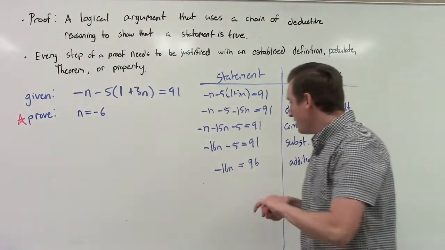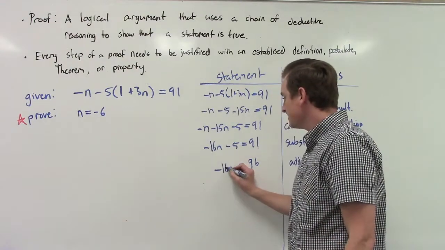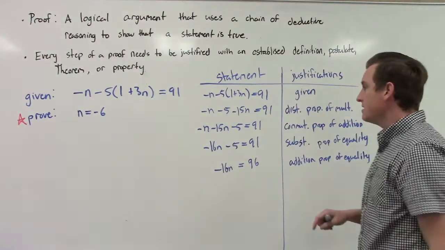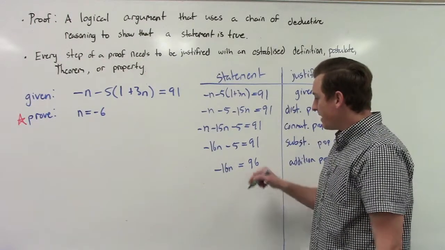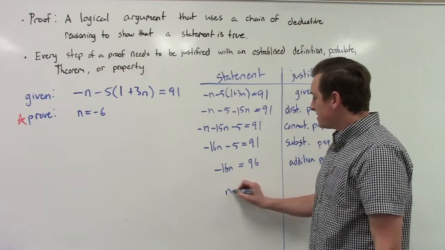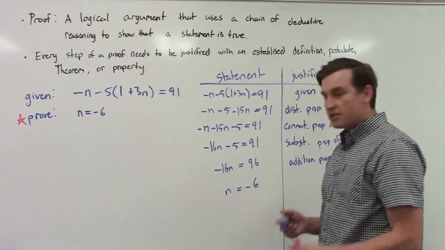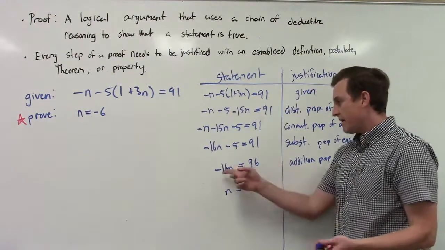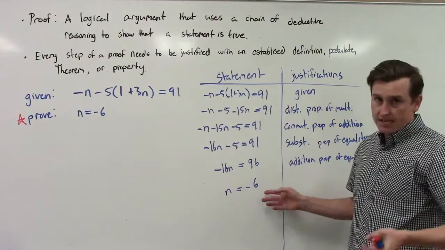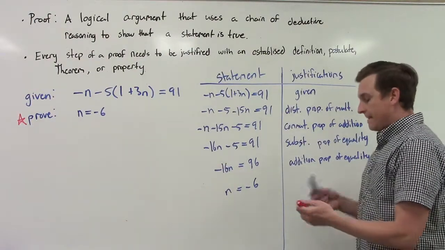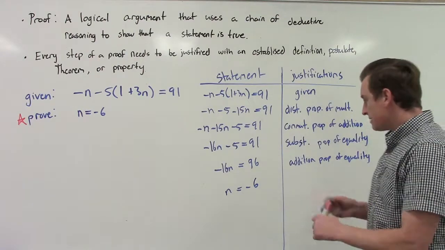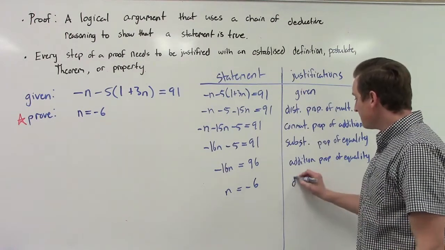Okay. We just show the next line. So if the next line of the proof is, divide both sides, what we're going to get here is n is equal to negative 6. Now you can double check. You can actually do 96 divided by negative 16 and make sure it's negative 6. It is, but that's kind of what you get. And how do we do that? We used the division property of equality.